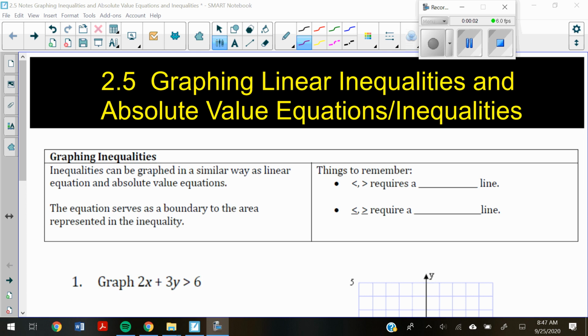Hey ladies and gentlemen, we're going to do 2.5 today on graphing linear inequalities and absolute value equations and inequalities. We have seen graphing inequalities before. This isn't anything new. So just remember when you do this, if you have a less than or greater than sign, you have a dotted line. And when you have a less than or equal to or greater than or equal to, you have a solid line. Okay. We also do some shading.